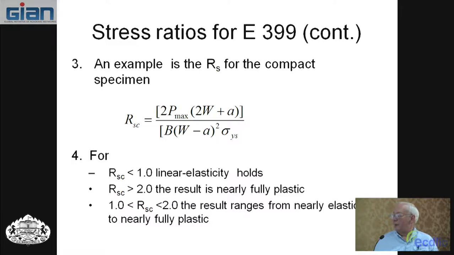If you do a stress ratio, and I almost always calculate this because if you want to see if you made a mistake, this will help tell. If you have a stress ratio less than 1, you almost certainly have a valid K1C test. It is a pretty good chance you have valid K1C. If you have a stress ratio greater than 2, you're almost fully plastic, and you probably can never get that to work. And if you're greater than 1 but close to 1, chances are you could make a bigger specimen maybe and get a valid test.